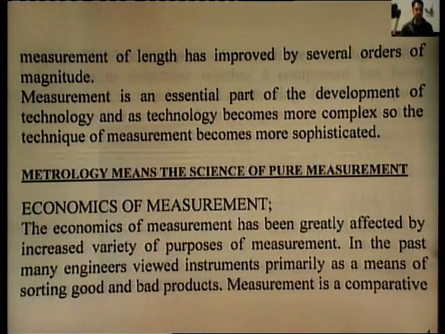In the past, many engineers viewed instruments primarily as a means of sorting good and bad products. So when we make measurements in the industry for running production, for running components being made in the company, we are just sorting out whether the component is within the specification or not, and these specifications are written and explained in the detailed drawing of the component. So we are just making a decision whether the product is good or bad, that is whether it is to be rejected or it is to be accepted. So the production should be within some tolerance which is explained in the engineering drawing.